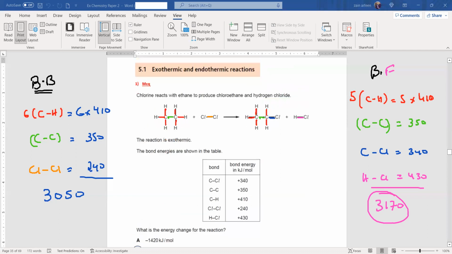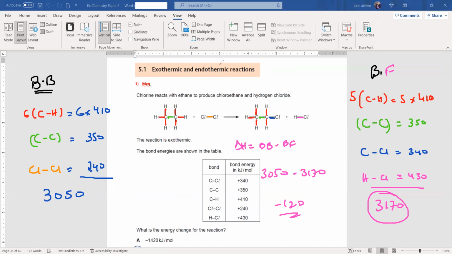But when you work out the energy change, it is bond breaking minus bond forming. So bond breaking is how much? 3050. Bond forming is 3170. Then you will get minus 120. So that's why option B is the right answer.